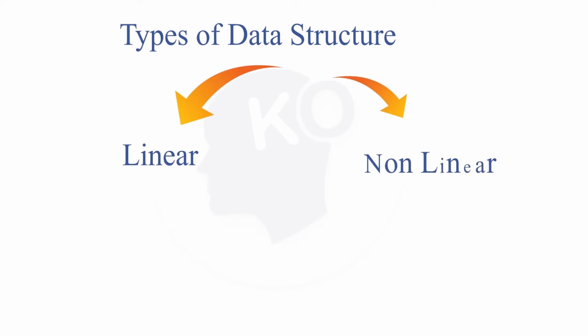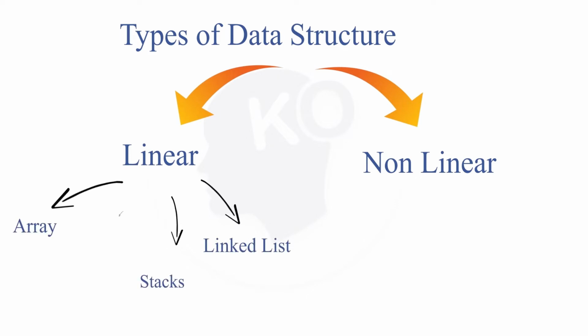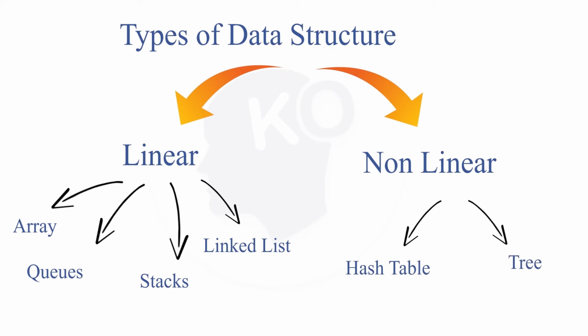Types of data structures. Data structures are mainly divided into two types: linear and non-linear data structures. Some examples of linear data structures are array, linked lists, stack, queues, etc. Some examples of non-linear data structures are hash map, trees, etc.